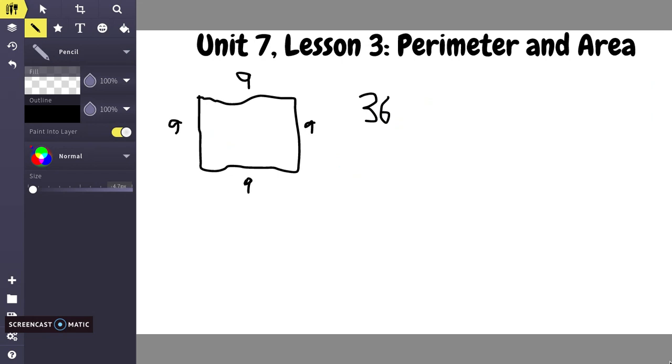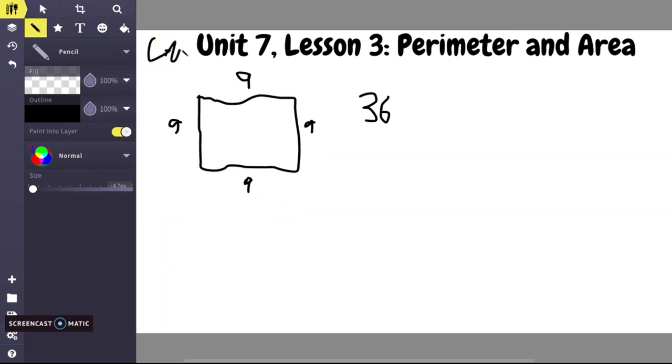So let's just say, for everything in this video, let's just use centimeters. Okay, I really should just use some other program. So centimeters, that's all you would need to say.